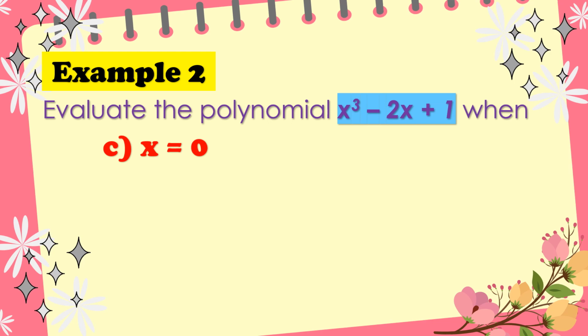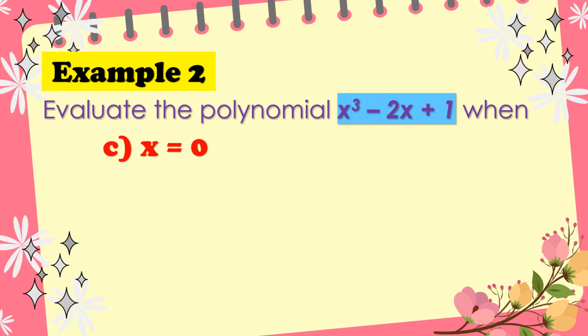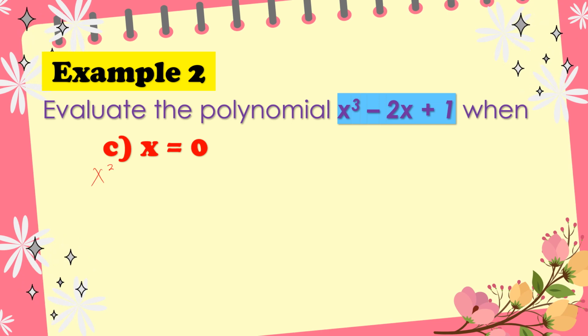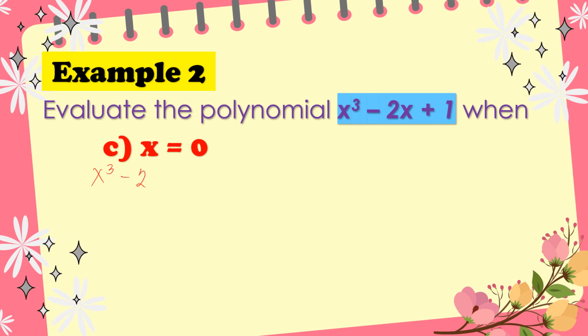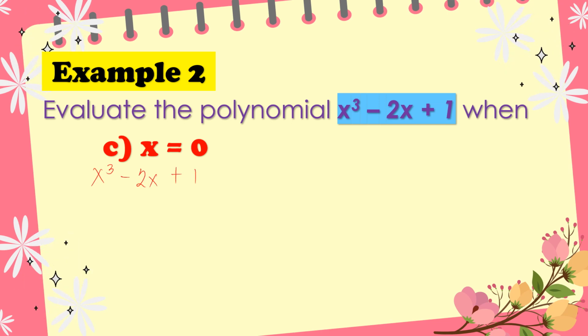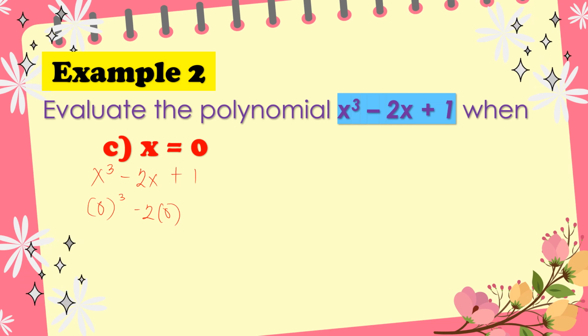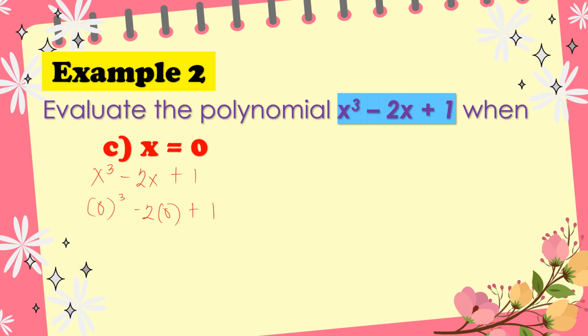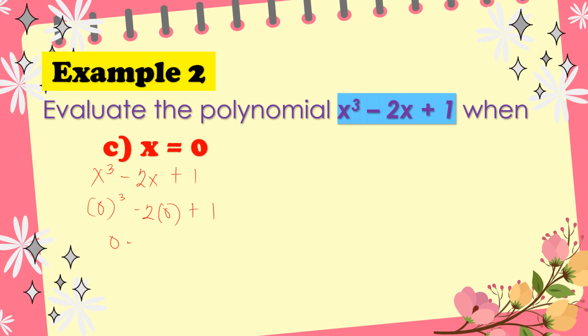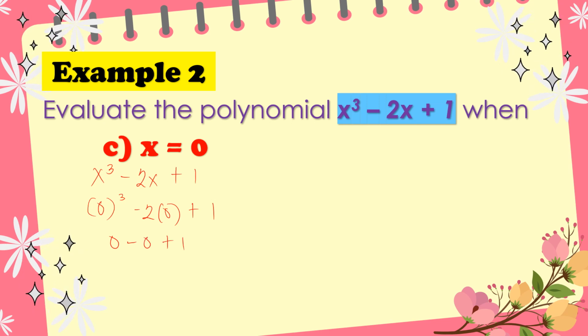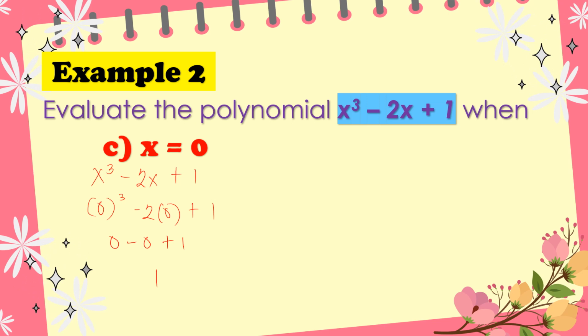When x is equal to 0, x cubed minus 2x plus 1, and then let us plug in. So 0 cubed, 0. Negative 2 times 0 is 0 plus 1. The answer is positive 1.